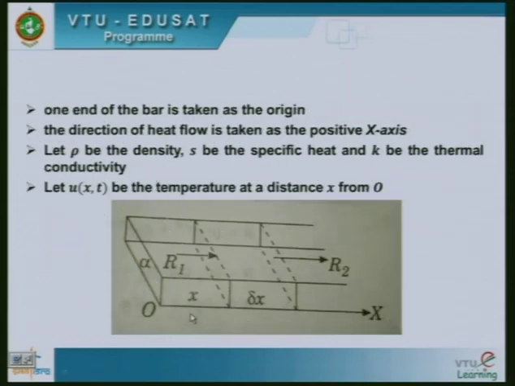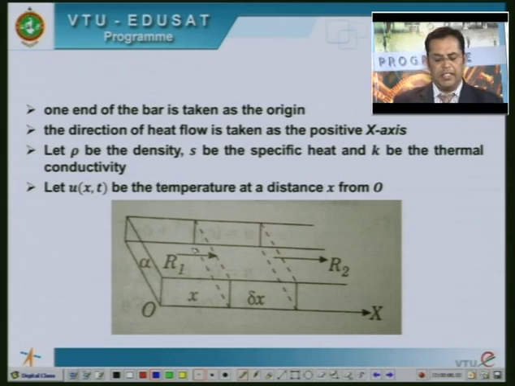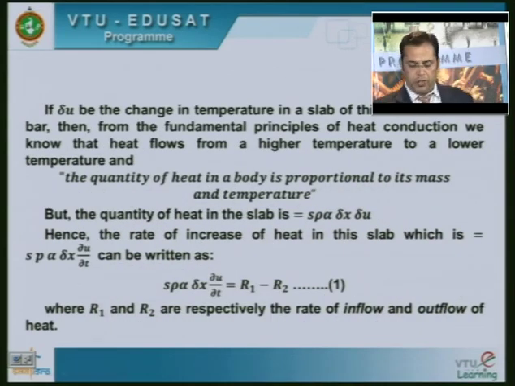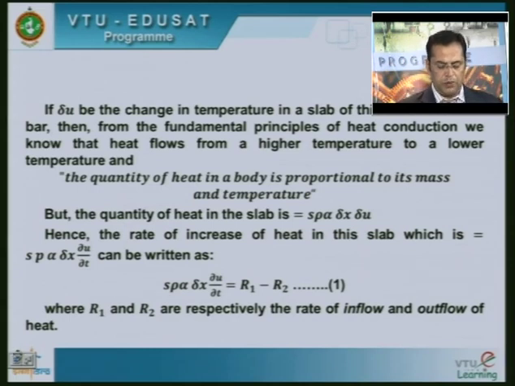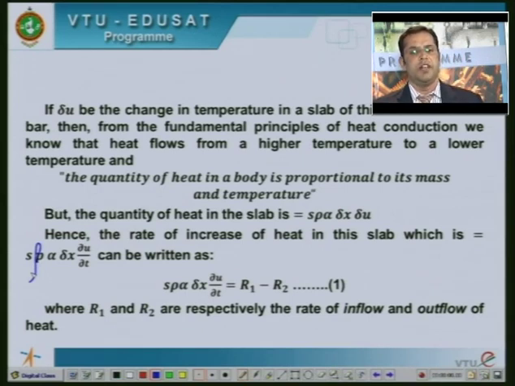See the diagram. R1 is here. R1 is the rate of inflow of heat. Heat conduction happens in this direction from the origin towards the x axis, which is marked here. So, rate of inflow is R1 and rate of outflow is R2. Now, therefore, the rate of increase of heat in this slab, S rho alpha delta x dou U by dou T, can be equated to R1 minus R2, where R1 and R2 are respectively the rate of inflow and outflow of heat.